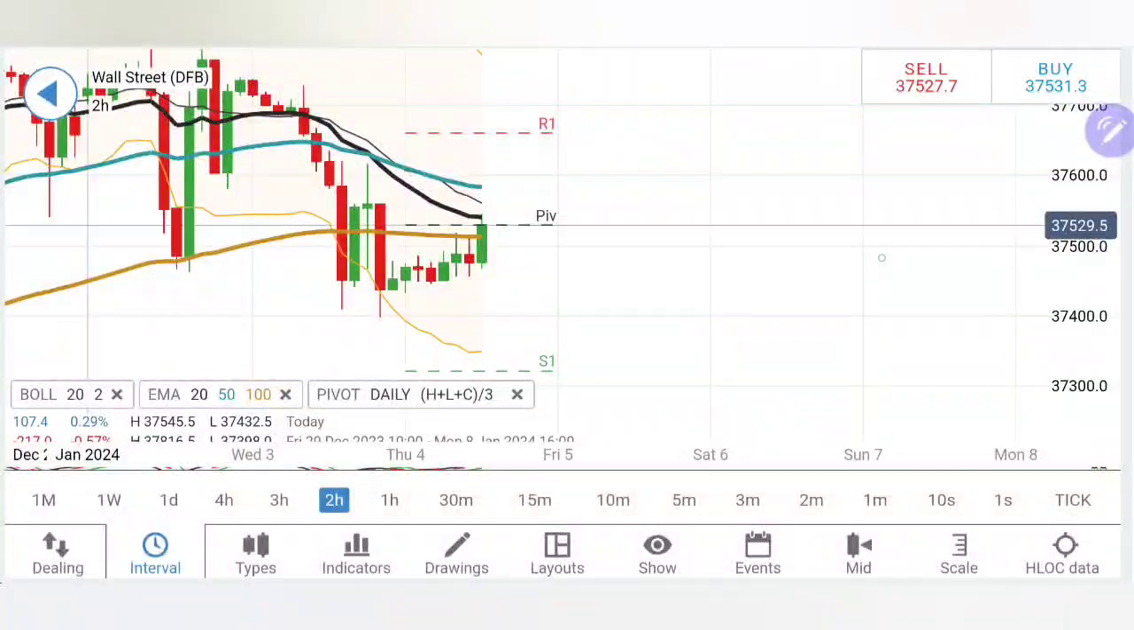On the 2-hour charts, moving averages have crossed over, trading with divergence and bearishness. 37,530, 560, 600, greater resistance here. And in fact, I will include 620 and 670, 80 zone as well.